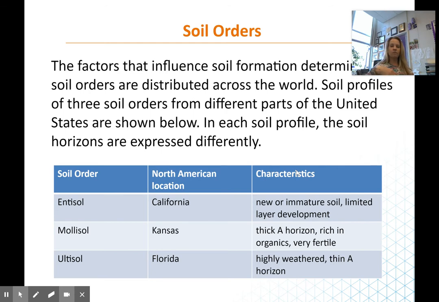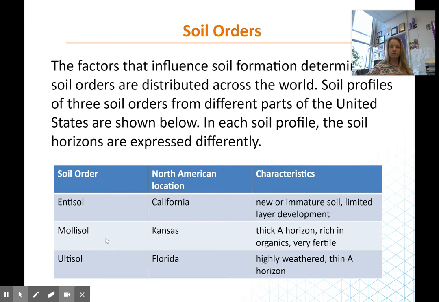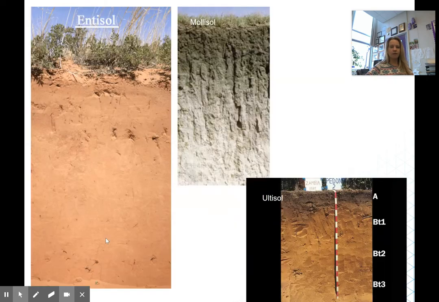And then Ultisol, Florida is an example of this. It's highly weathered, with a very thin A layer. So this is very, very old soil. It's been around for a very long time. So you can see eventually California, given time, will have more of a mollisol, and then given even more time, would have more of an ultisol. So it just depends on time as far as what types of soil and what kind of layers they look like.